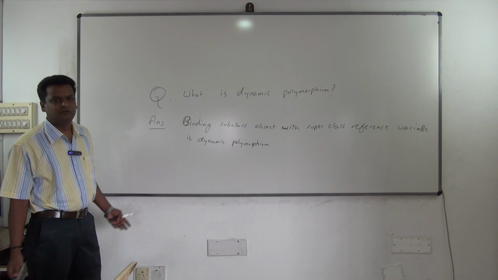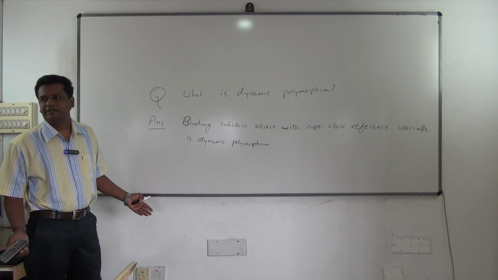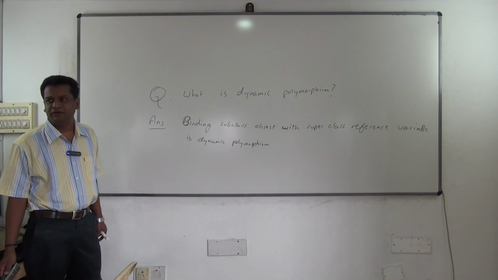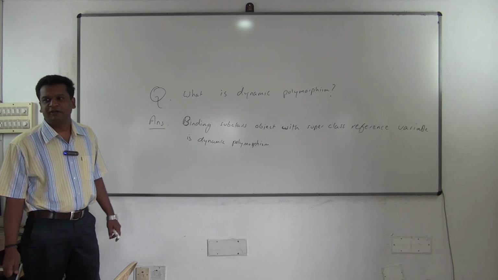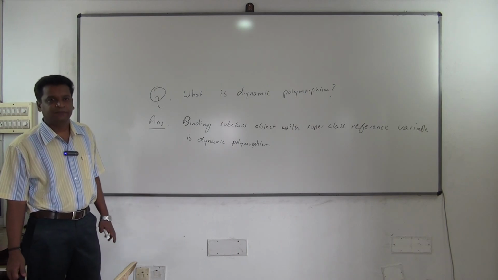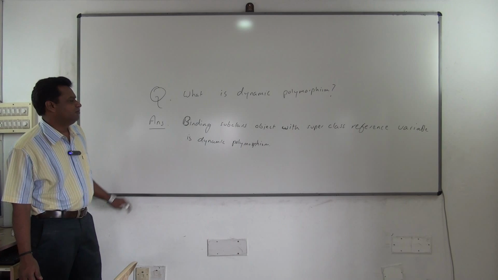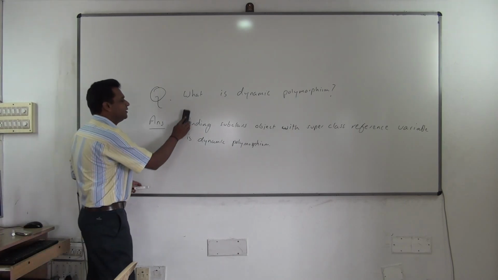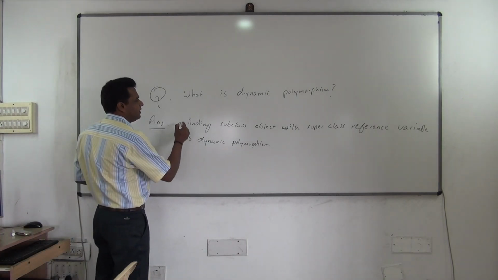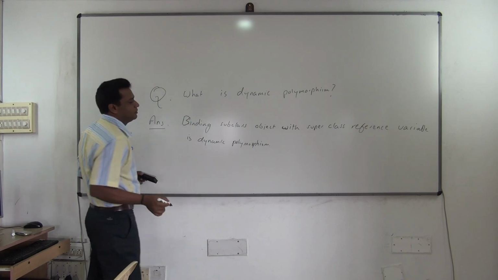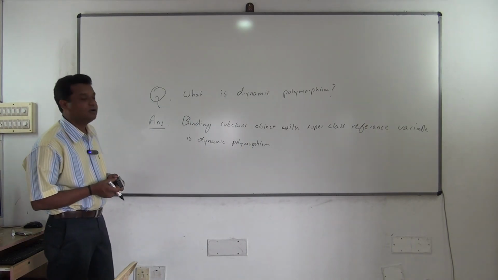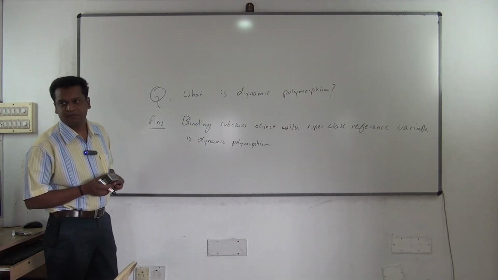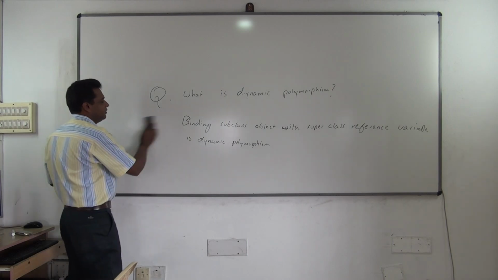A very simple definition. You know how to do it now. Write superclass, write subclass, binding, all that you know. Just one simple definition for dynamic polymorphism I give to you. What is dynamic polymorphism? Binding. You understand binding? Binding subclass object with superclass reference variable is called dynamic polymorphism. Okay. Now we'll get into the library.